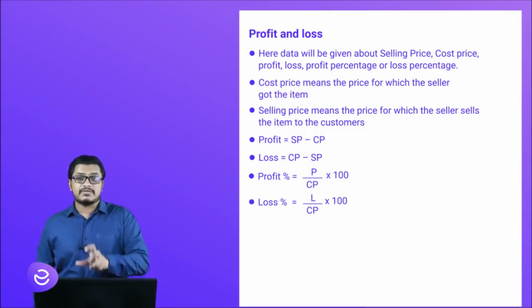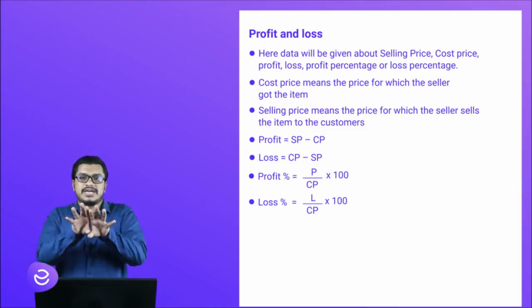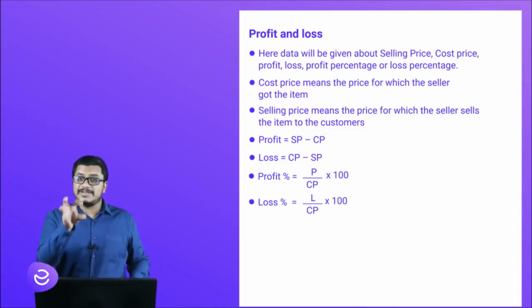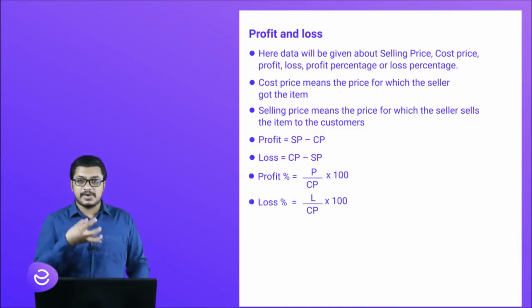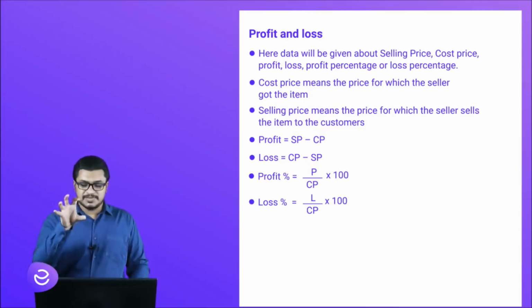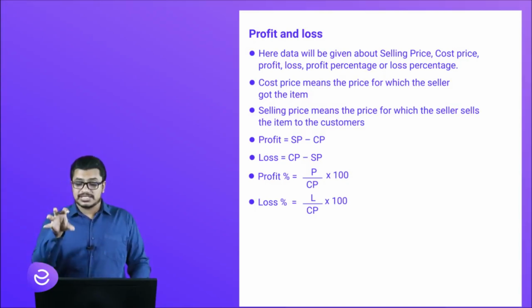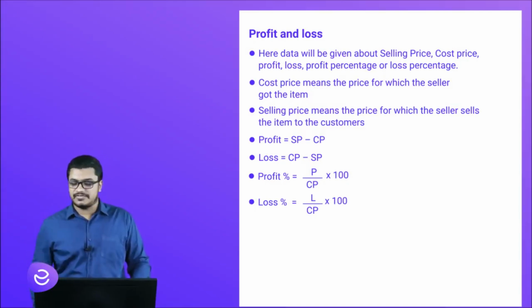While calculating profit percentage and loss percentage, just think that it has nothing to do with selling price, it has everything to do with only cost price. So profit percentage equals profit divided by cost price into 100. Loss percentage gives you loss divided by cost price into 100.